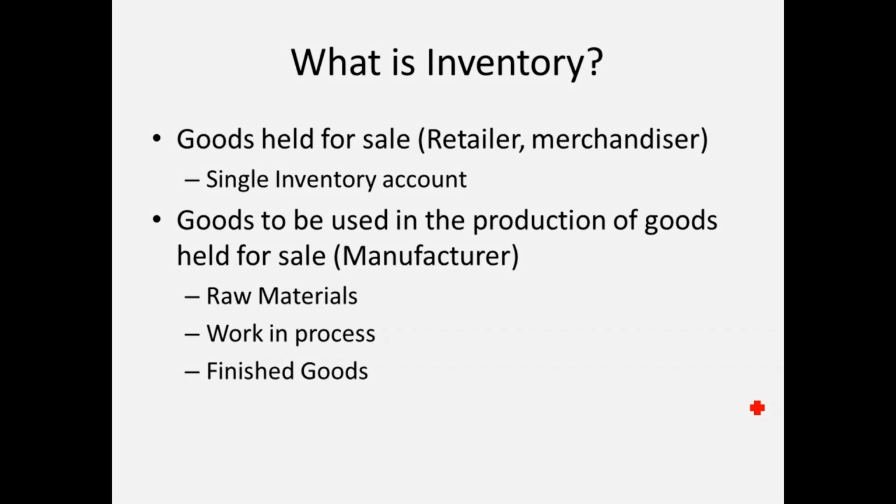So we're not really going to focus on how and why you allocate different costs to different products. We're just going to say, here are the costs that need to be allocated. Now, when you're talking about a manufacturer, you've got a very different set of inventory issues than when you talk about just a pure retailer or a merchandiser.